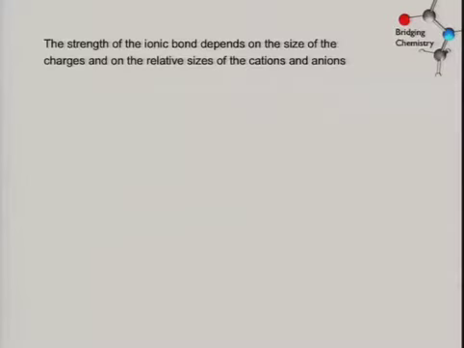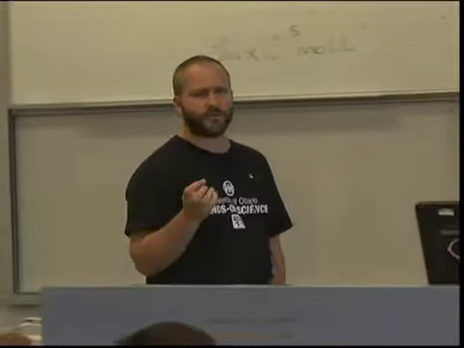The strength of the ionic bond will depend on the size of the charges and on the relative sizes of the cation and the anion, at least in the solid state. So it makes sense for the charges. If you have a magnesium 2+ ion, then its interaction with a chloride will be stronger than if you have a sodium 1+ cation with a chloride, yeah? Because you've got a 2+ charge rather than a 1+, so it's going to attract the negative charge more strongly. So the charges matter.